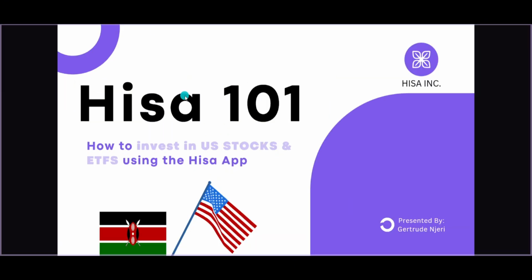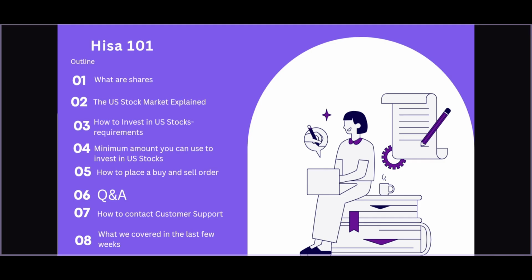So today we'll be going through what are shares. We'll be going through the US stock market. What is the US stock market? When you hear someone saying they are investing through the US stock market, what does this mean? How to invest in US stocks? Yes, I'll be demonstrating step by step. How do you buy? How do you sell? What are the requirements that are needed so that you can access this market? What is the minimum amount that you can use to invest in US stocks on the Hisa app? How to place a buy and sell order, will be demonstrating that as well.